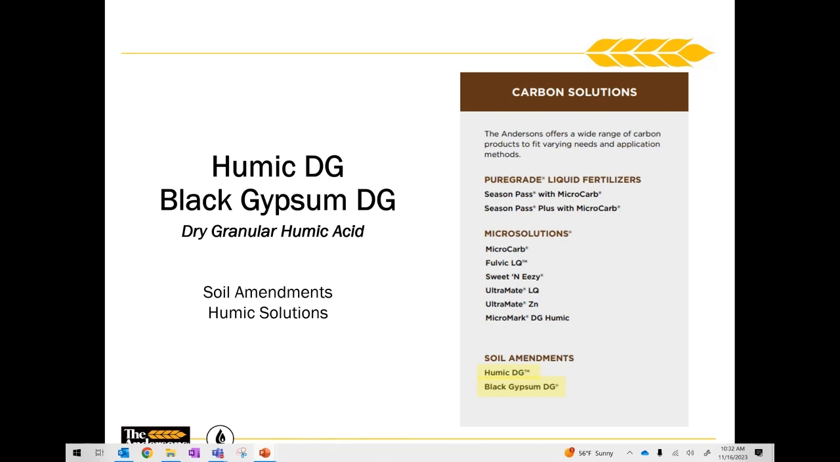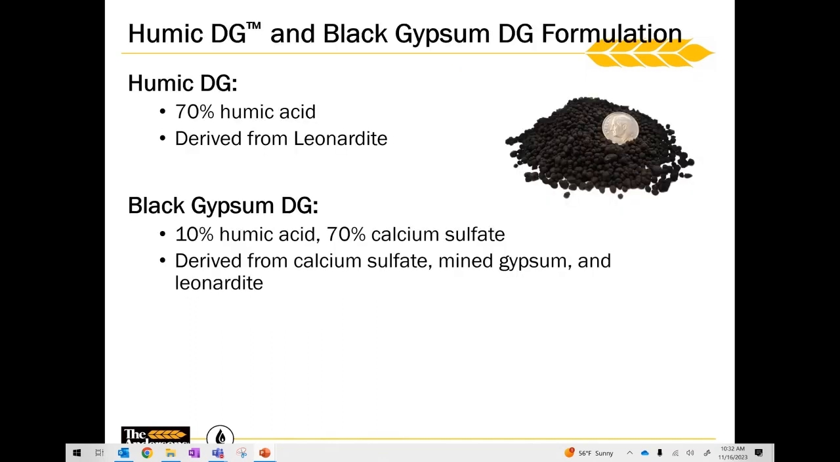And then our humic DG and our black gypsum also fall into our carbon solutions. The humic DG is a 70% humic acid, which is derived from leonardite, and our black gypsum is a 10% humic acid and a 70% calcium sulfate, which is a mined gypsum, and then our humic coming from the leonardite. Same process that our Micro DG goes through, and these products disperse really nice, blend great, and we don't have a high dust content. These things really blend nice and spread really nice and evenly.